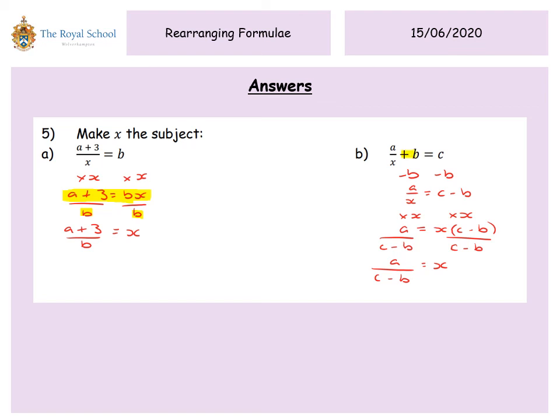So we're going to get rid of the plus b here by taking away b from both sides. And then now we've got a over x equals c minus b. We can release our x from being at the bottom of the fraction again by timesing by x. And then that's going to give us a bracketed expression. So it's going to give us here a equals x brackets c minus b. If x has been timesed by all of c minus b, then to undo that we divide by all of c minus b and we get to our final answer here.